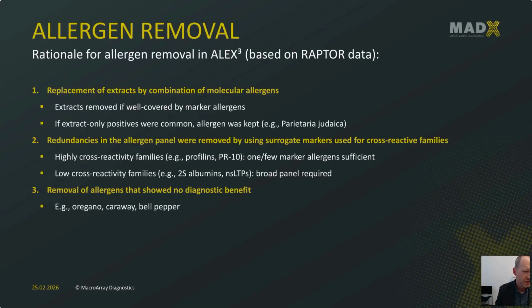Finally, any allergens that showed very limited diagnostic benefit, and that was mainly due to very low prevalence in the populations, were actually removed from the test. Examples of these would be oregano, caraway seeds, as well as bell pepper.